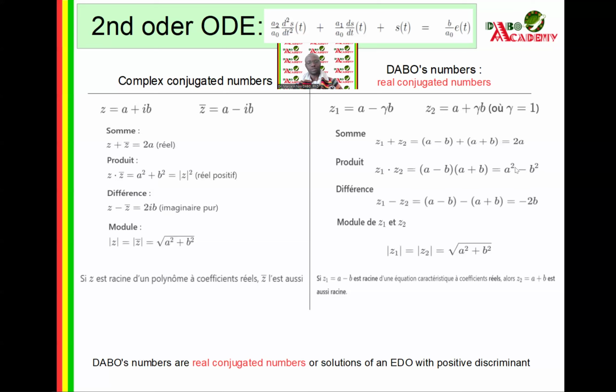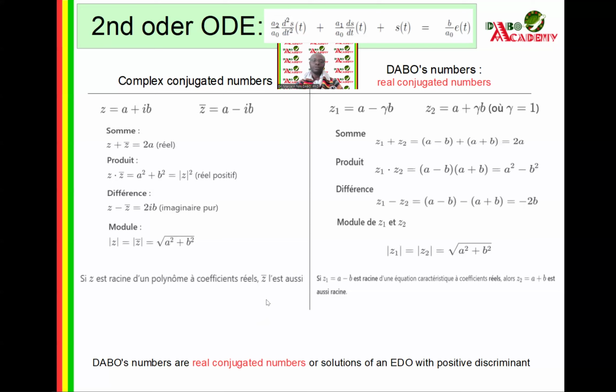Sorry, it is always the same case. Okay. And then here, if we consider gamma equal minus 1, in this complex conjugated number, you will have 2ib for the difference. And for the real conjugated numbers that I have introduced and called Dabo's numbers, what you will have is 2 gamma b. Okay. So this is what I wanted to share with you.